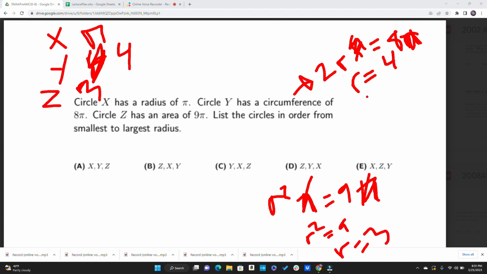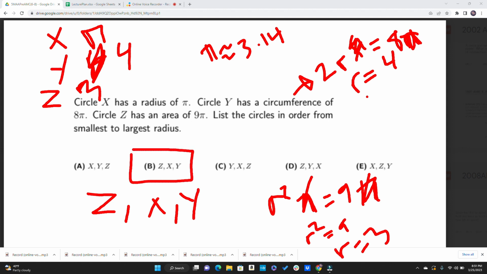Okay, so let's rank these in size order. Remember, pi is roughly 3.14. So we'll use that for our definition of pi. So what's the smallest? 3, 4, or 3.14? Z is our smallest. So it's going to go Z. And then the next biggest is 3.14, so X. And then our biggest radius is Y. ZXY, that's answer choice B.